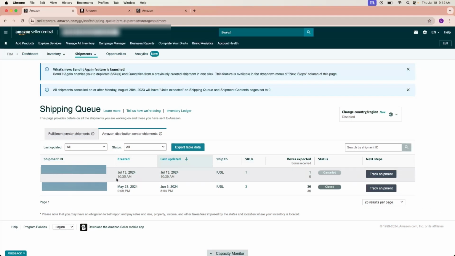Once the shipping plan is created, Amazon will take us to this page, the shipping queue. You can see here the fulfillment center shipments, which we used to send to FBA directly, and here is the dashboard or tab for Amazon distribution center shipments, and it shows us the status of those shipments which we have sent to Amazon AWD. And with this option we can track the shipments.